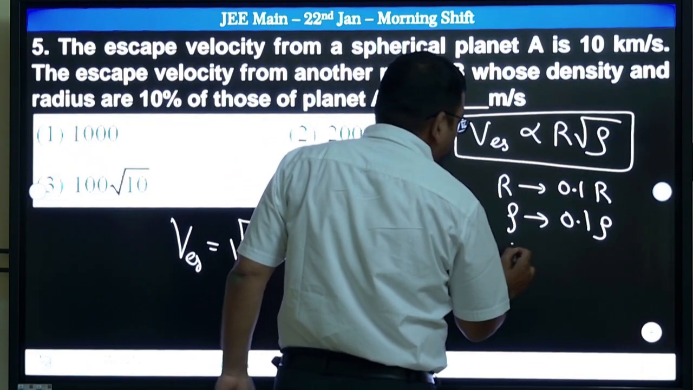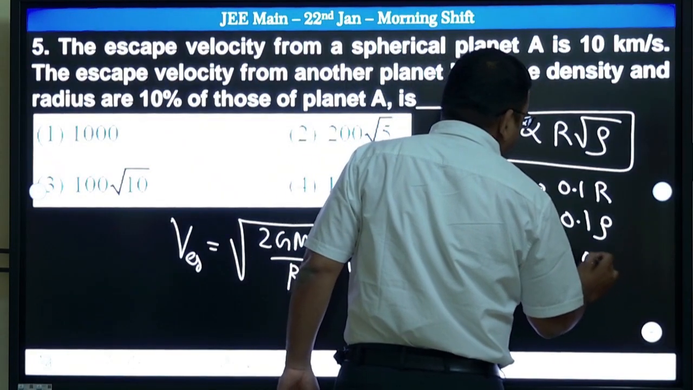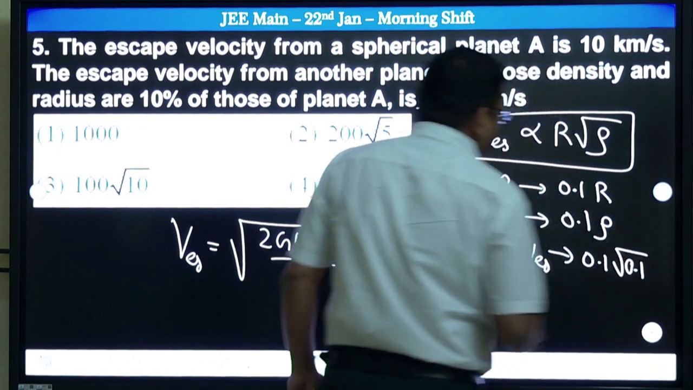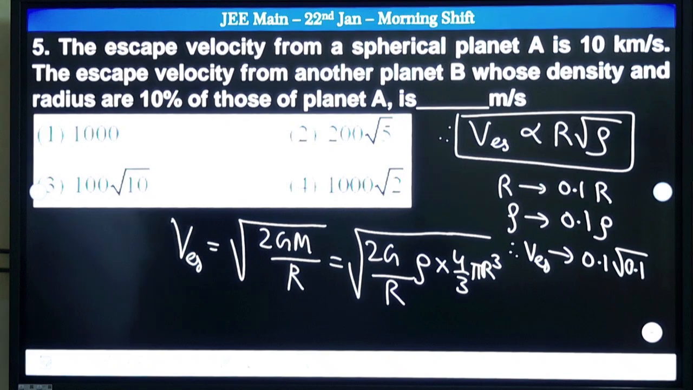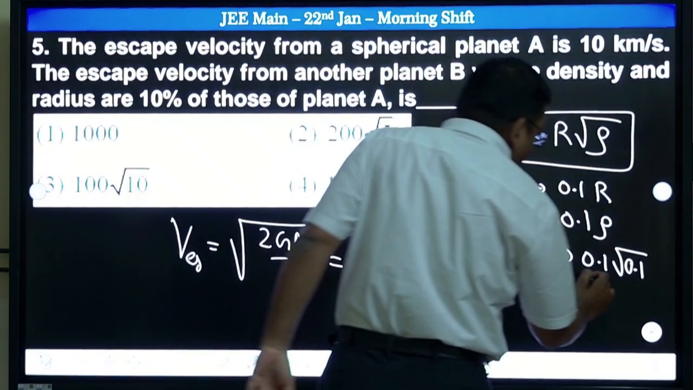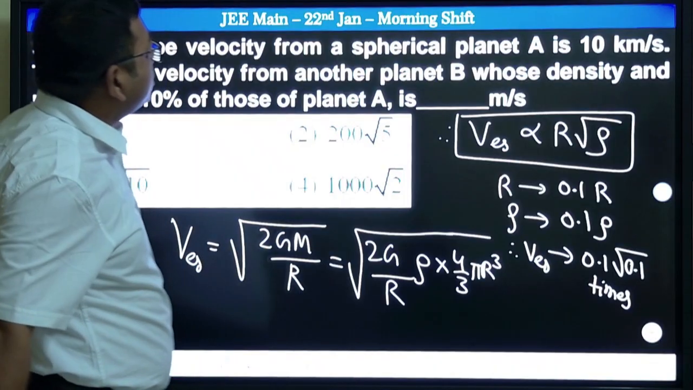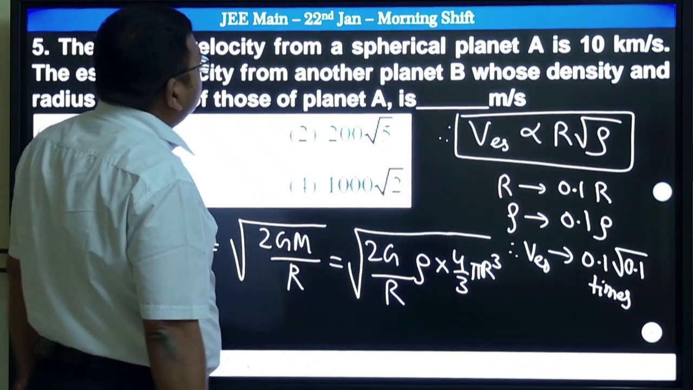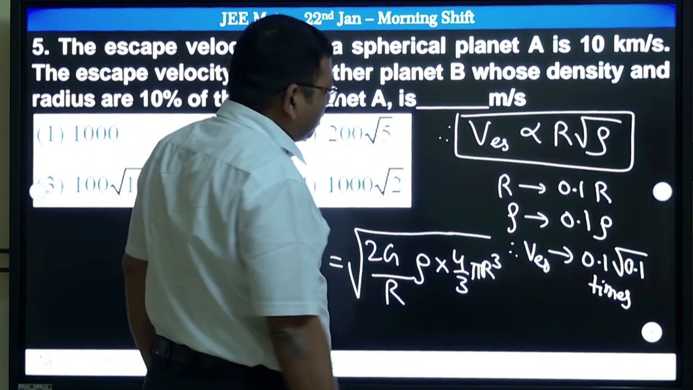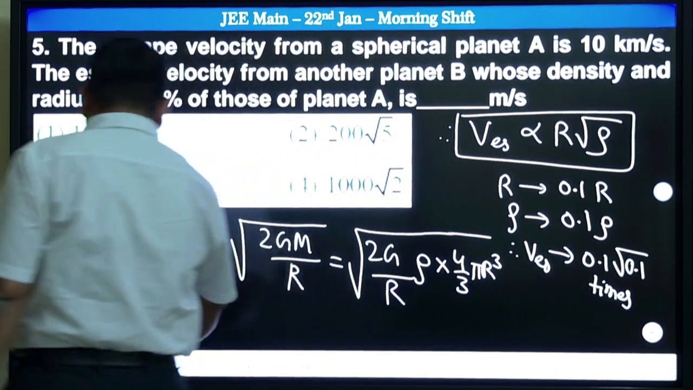So the escape velocity will change. Now escape velocity will become 0.1 under root 0.1. Correct? Yes, check this out. So we are going to get this many times it will become. Just do the calculation, right? We have to do the calculation, and we have to convert into meter per second. Note that. So first of all, think about what will happen. Let us do the calculation here.